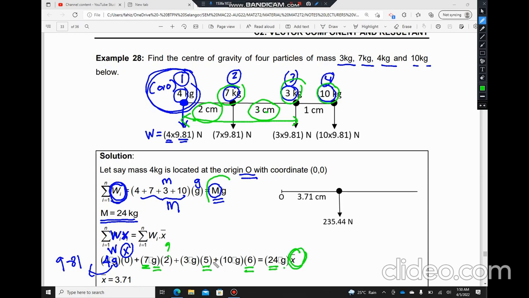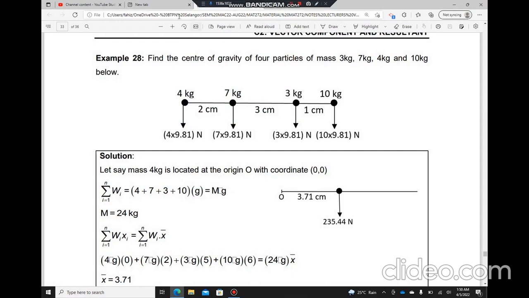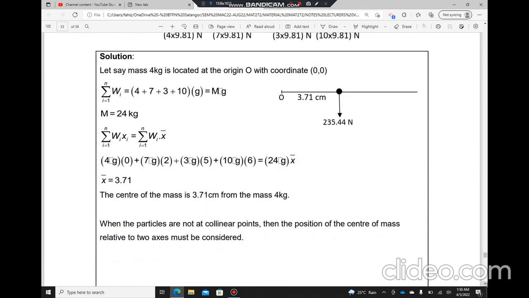So yang ni kita solvekan apa ni? Persamaan serentak lah kan. So awak solve dapat this one, X equals to 3.71. Okay, then, okay, sebab dia nak find the center of gravity kan. Okay, find the center of gravity. So the center of the mass is 3.71 cm from the mass 4 kg.